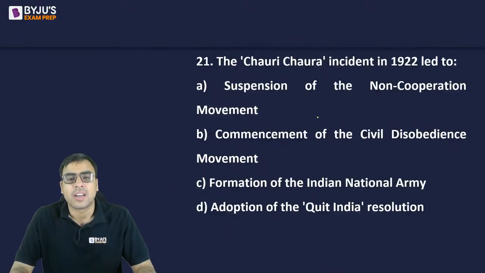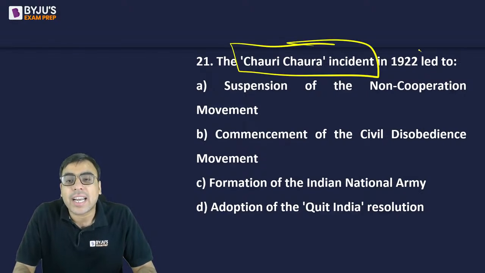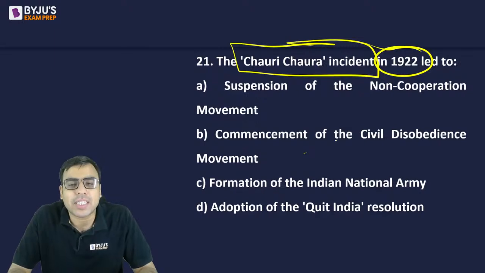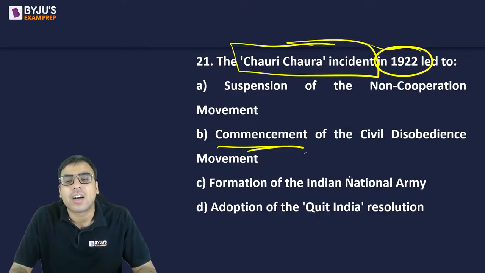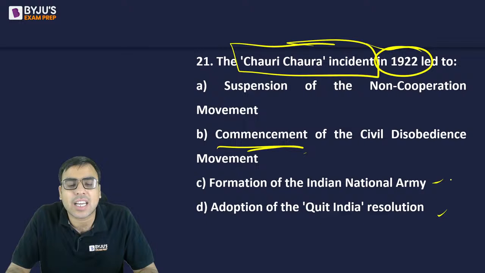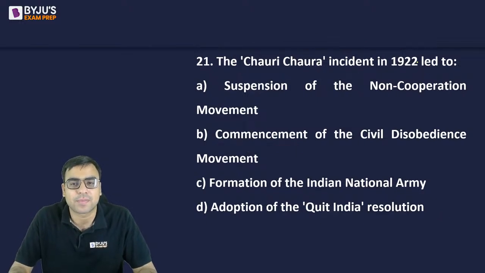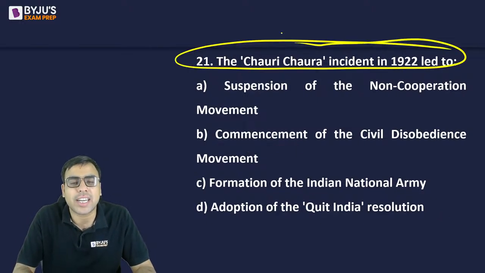The next is, the Chauri Chaura incident in 1922 led to what? Suspension of non-cooperation movement, commencement of civil disobedience movement, formation of Indian National Army, adoption of Quit India resolution. The Chauri Chaura incident of 1922 led to what?